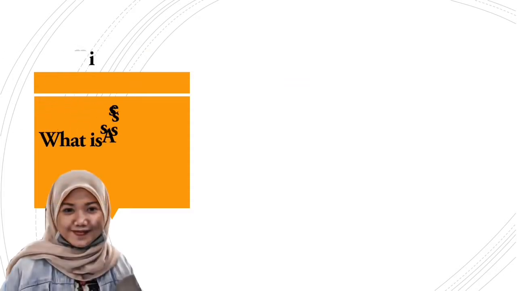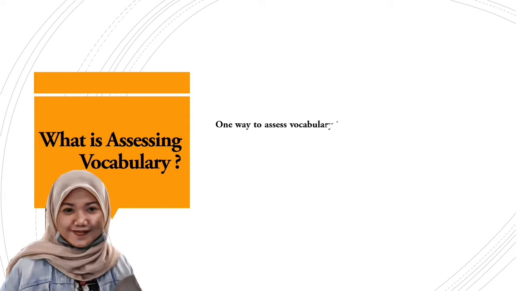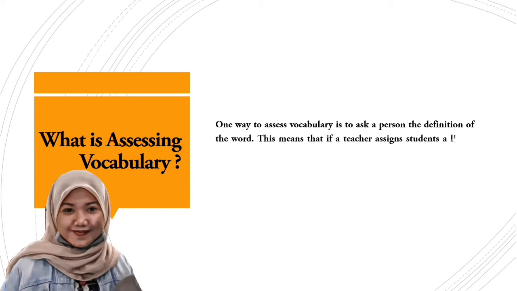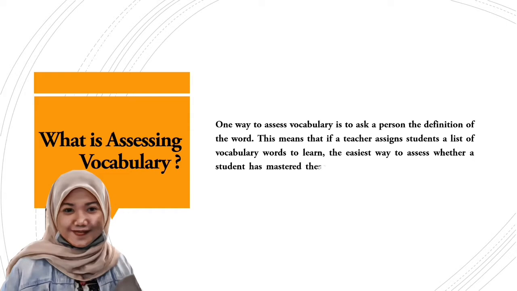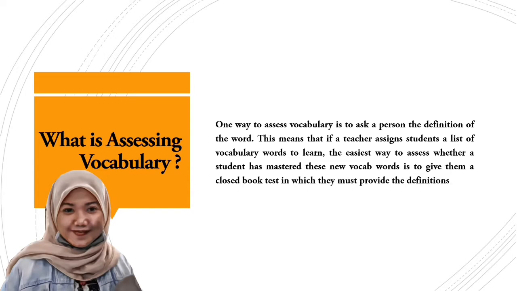What is assessing vocabulary? One way to assess vocabulary is to ask a person the definition of the word. This means that if a teacher assigns students a list of vocabulary words to learn, the easiest way to assess whether a student has mastered these new vocab words is to give them a closed book test in which they must provide the definition.